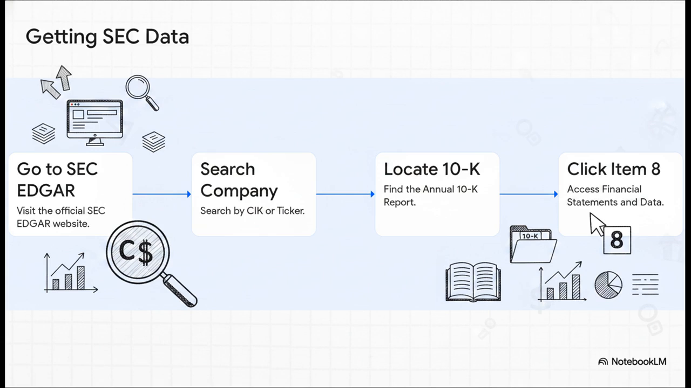Step 1, go to the SEC EDGAR website. Step 2, search using the company's CIK number or ticker symbol. Step 3, locate their 10K, which, by the way, is just the official term for the annual report. And finally, Step 4, click on Item 8. This is the golden ticket right here. It contains the financial statements and supplementary data, which gives you 3 full years of balance sheets, income statements, and cash flows.